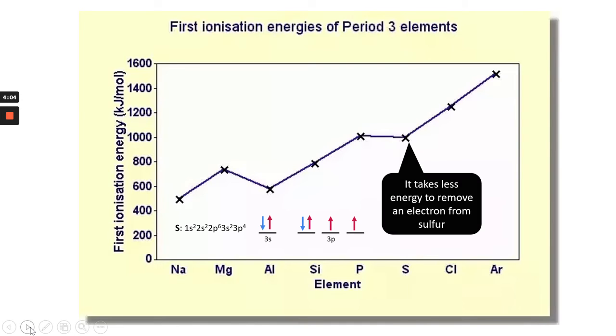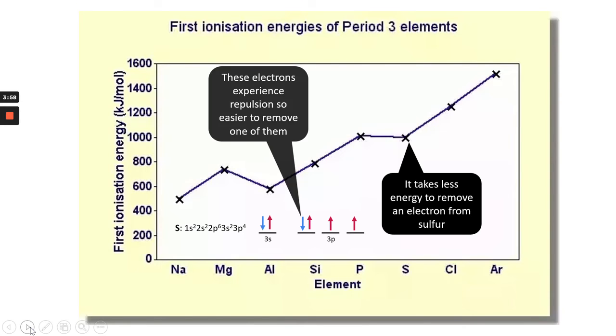So what this means is that it takes less energy to remove an electron from sulfur, so the ionization energy is a little bit lower than expected. And this is the orbital we were talking about. So both those electrons experience repulsion, so it's easier to remove one of them.